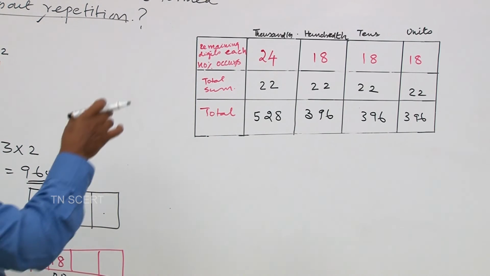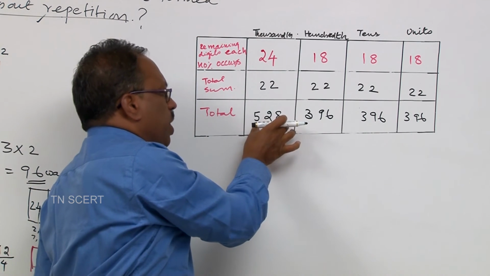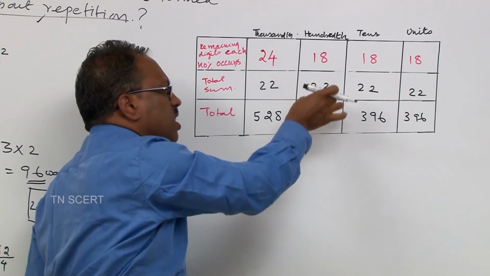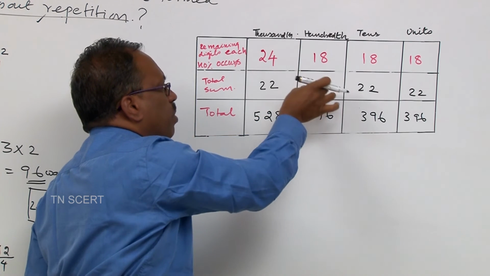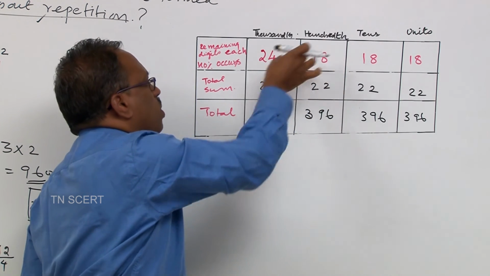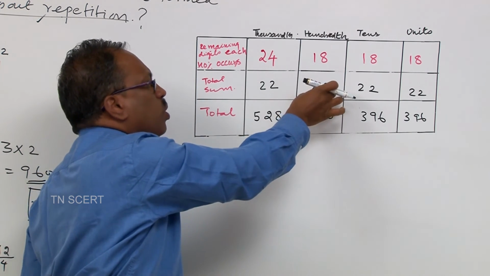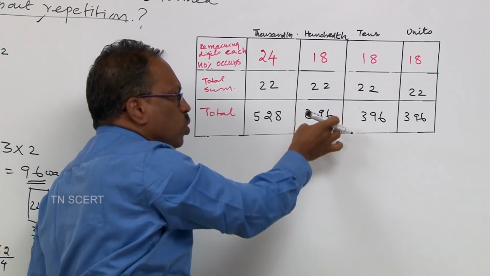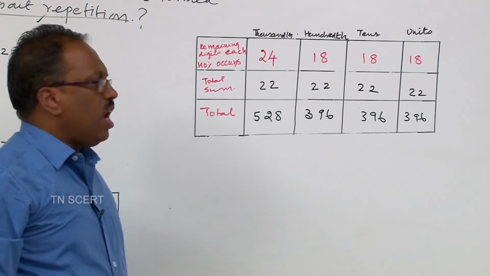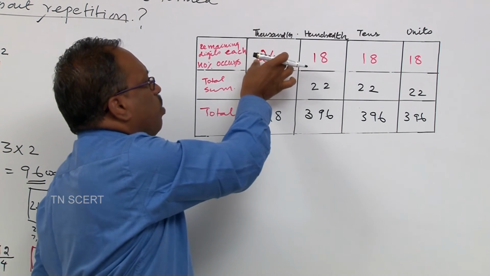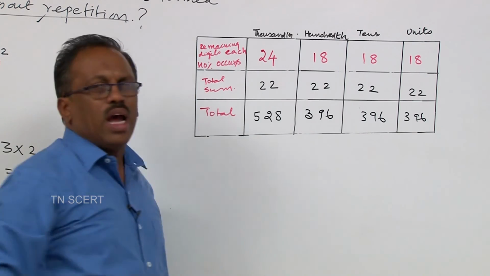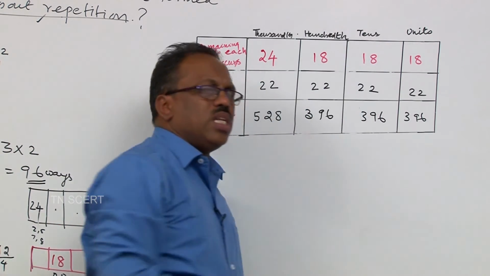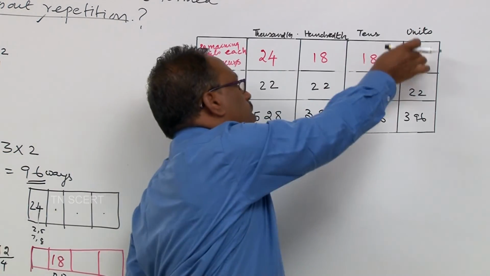So now the thousands place possibility is 528, and the hundreds place possibility is the sum of the numbers. The total sum of the digits is 22, and the possibility of number is 18. So multiplying those two we get the result 396. Likewise for the thousands place it is 24 and 22, and the tens place it is 18, and the unit place also 18.